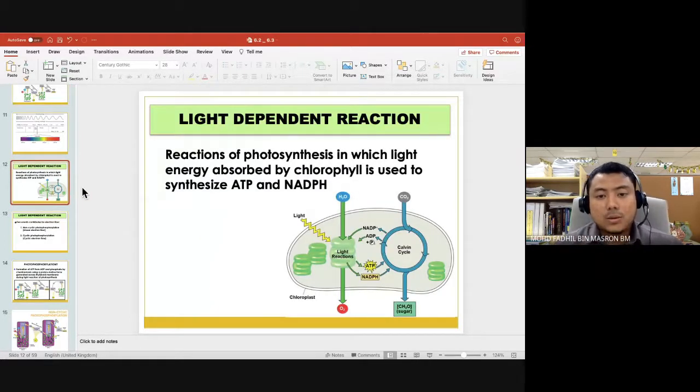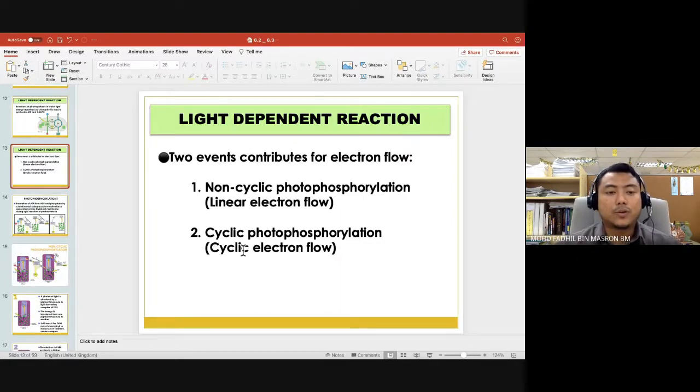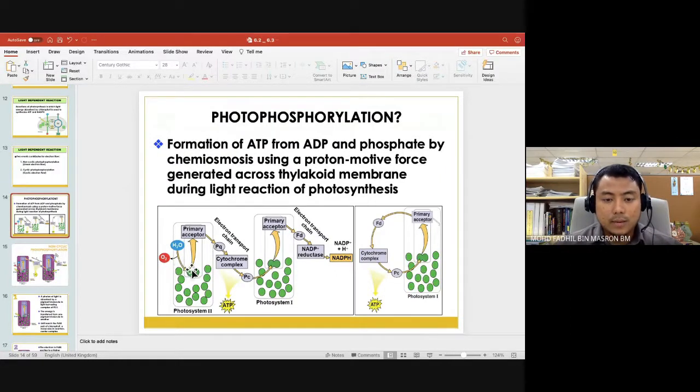So continuing from before, the light energy absorbed by chlorophyll is used to synthesize ATP and NADPH. Two events contribute to electron flow: non-cyclic and cyclic photophosphorylation. Can you see this yellow arrow over here, this big one at the top, going upwards? This arrow is pointing to the movement of the electron. Same as before, remember the first step of photosynthesis is splitting of the water molecule. Photolysis of water: lysis means split, photo means light, so water is split by the sunlight.